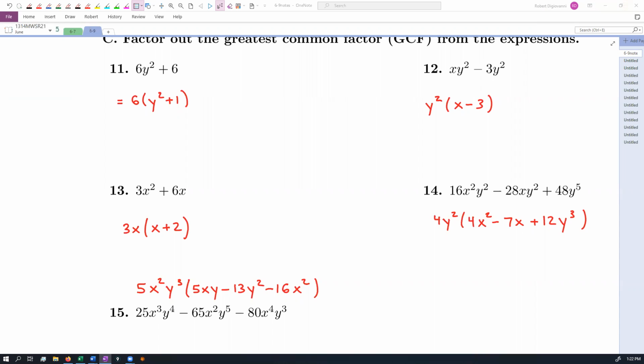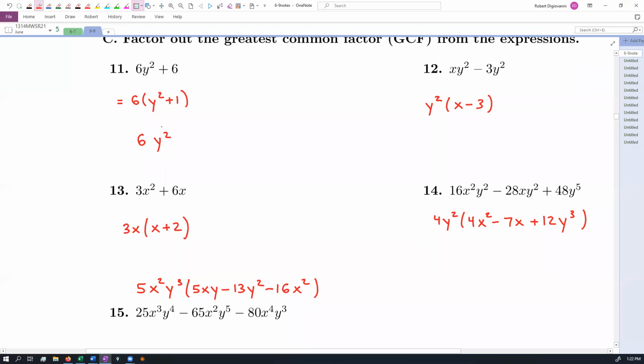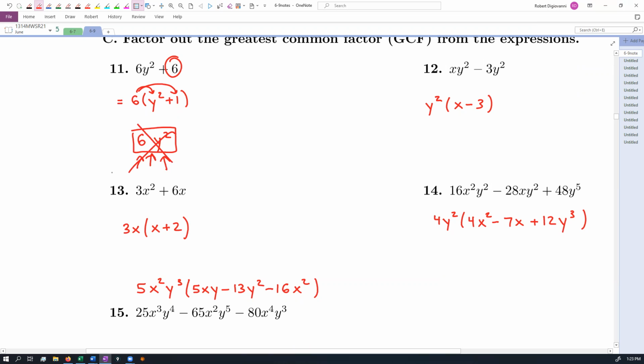I have a question about number 11. Do we have to put the +1? Yes. Are you saying, could you have just done 6 and then y squared? Yeah. Okay, I'm glad you asked that question. If you write just 6y squared, that is just 6y squared. You need the +1 because you need it to distribute to get the 6. If you don't have the +1 there, then there's nothing to distribute here, and it's just 6y squared, which is not the same thing. Okay, thank you. Good question. I'm glad you asked.